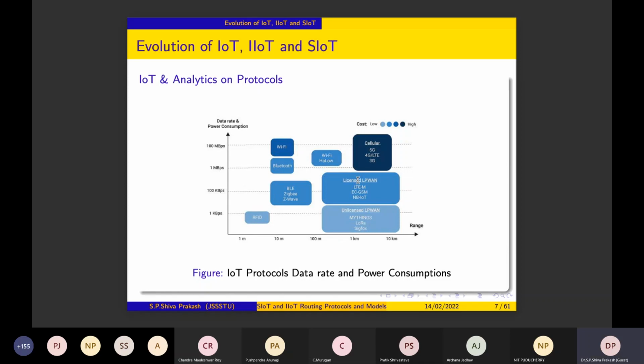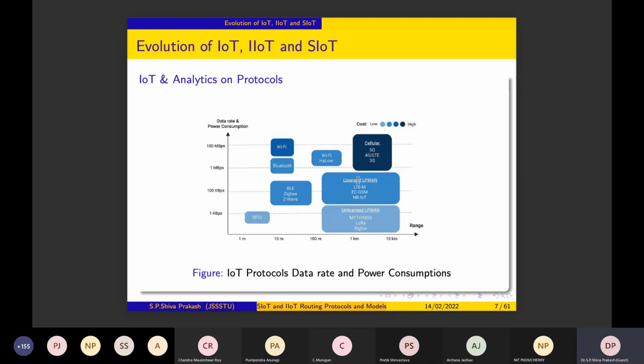And when we talk about these connectivity protocols, how do we choose these protocols? Obviously, choosing the protocol depends on the application that we are using. Once we say that we have to develop some application, for that application, what will be the range of connectivity we require? So depending on the range of connectivity, right? And also the data rate, right? So this plot shows the range of each protocol and the corresponding data rate. Okay.